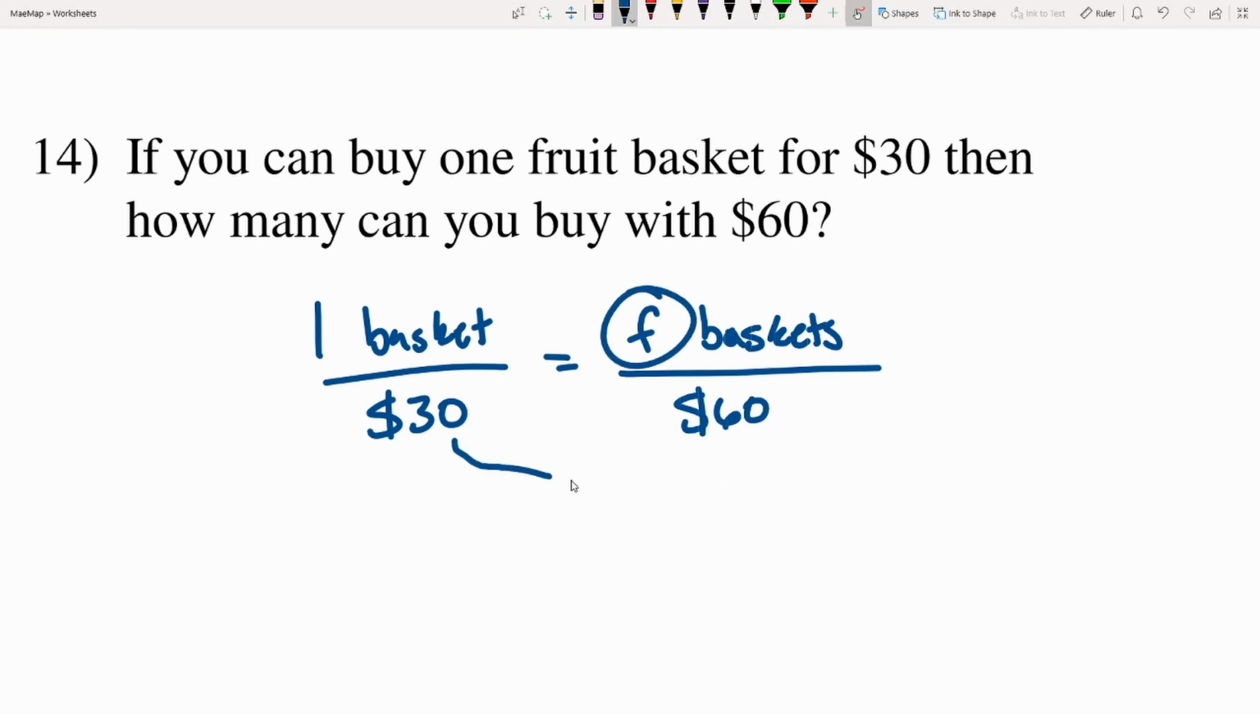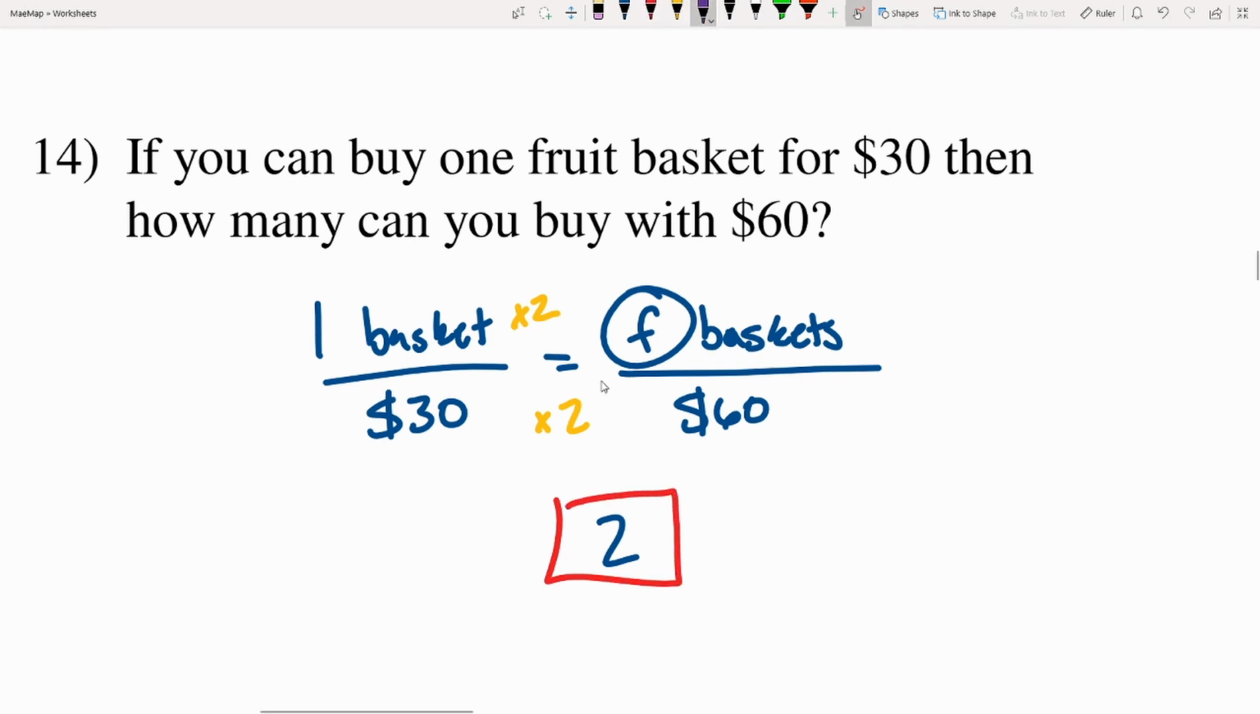Well, to go from $30 to $60, I need to multiply by 2. So to go from one basket to F baskets, I'm also going to multiply by 2. 1 times 2 gives me 2. So you can get 2 baskets of fruit for $60.